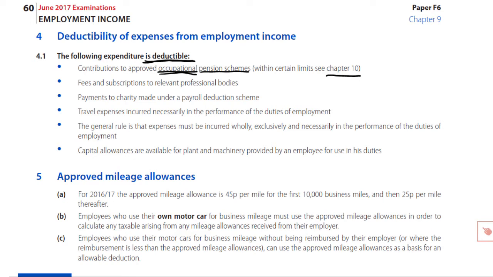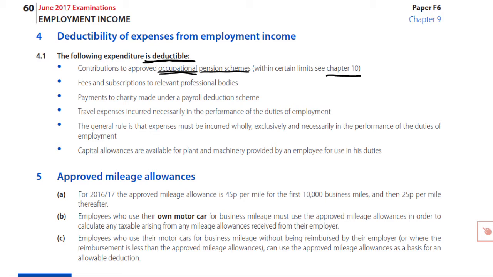But here, if you, the employee, contribute into what you'd be told is an approved occupational pension scheme, basically one operated or run by the employer or on behalf of the employer, and into which the employer will make contributions, any contributions that you put in are allowable deductions.